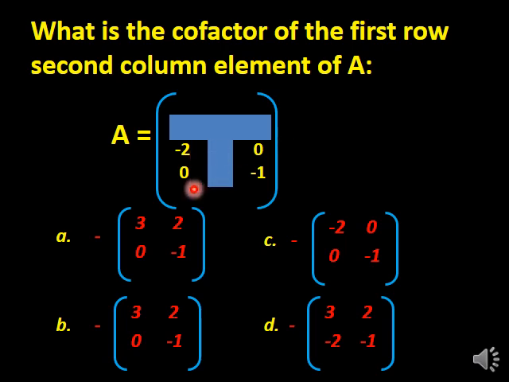We have -2, 0, 0, and -1. Now, after determining the determinant of this matrix, we assign it with the sign here. The sign here is determined by the location of the element on the original matrix. We have -1 raised to the sum of the row and column. This is on the first row, meaning 1. This is on the second column, meaning 2. So the constant here is -1 raised to 1 plus 2. Now -1 raised to 3 is equal to -1. So we have letter C as our answer.